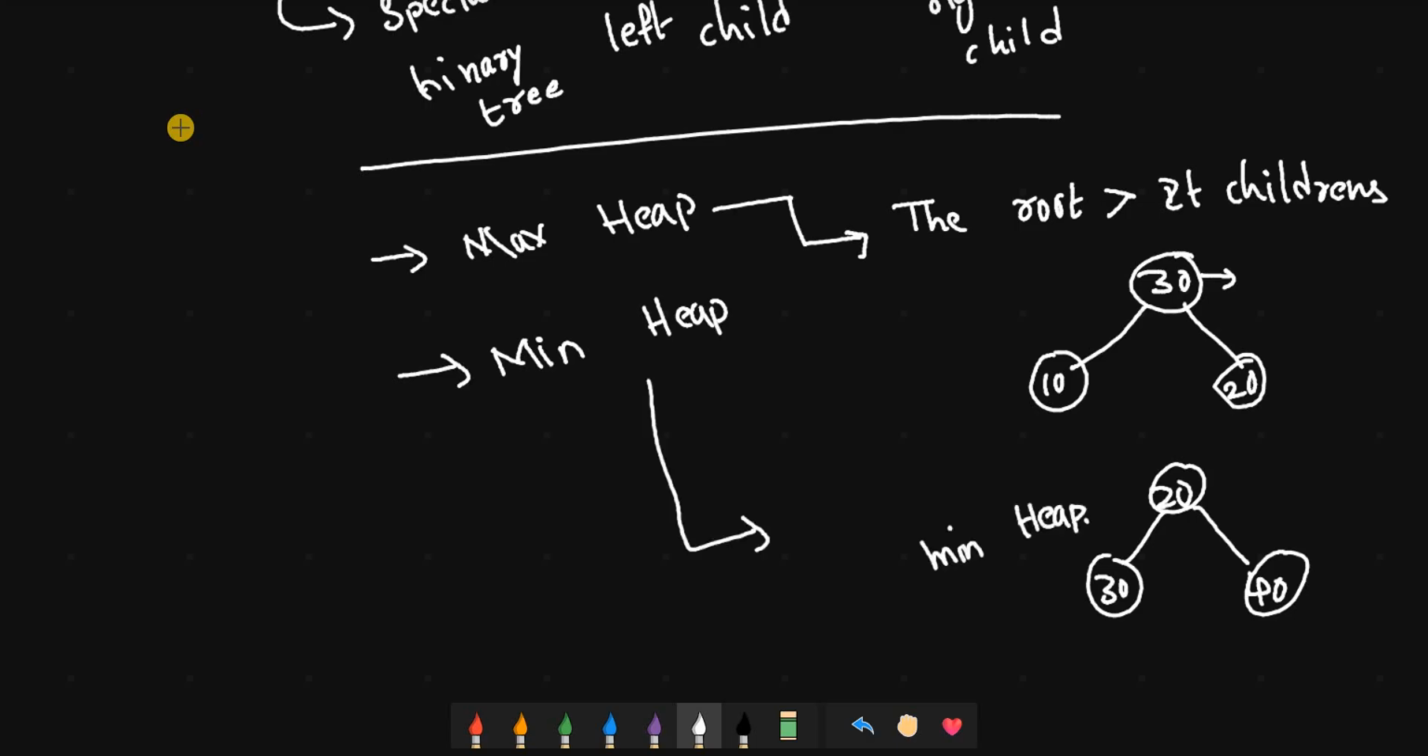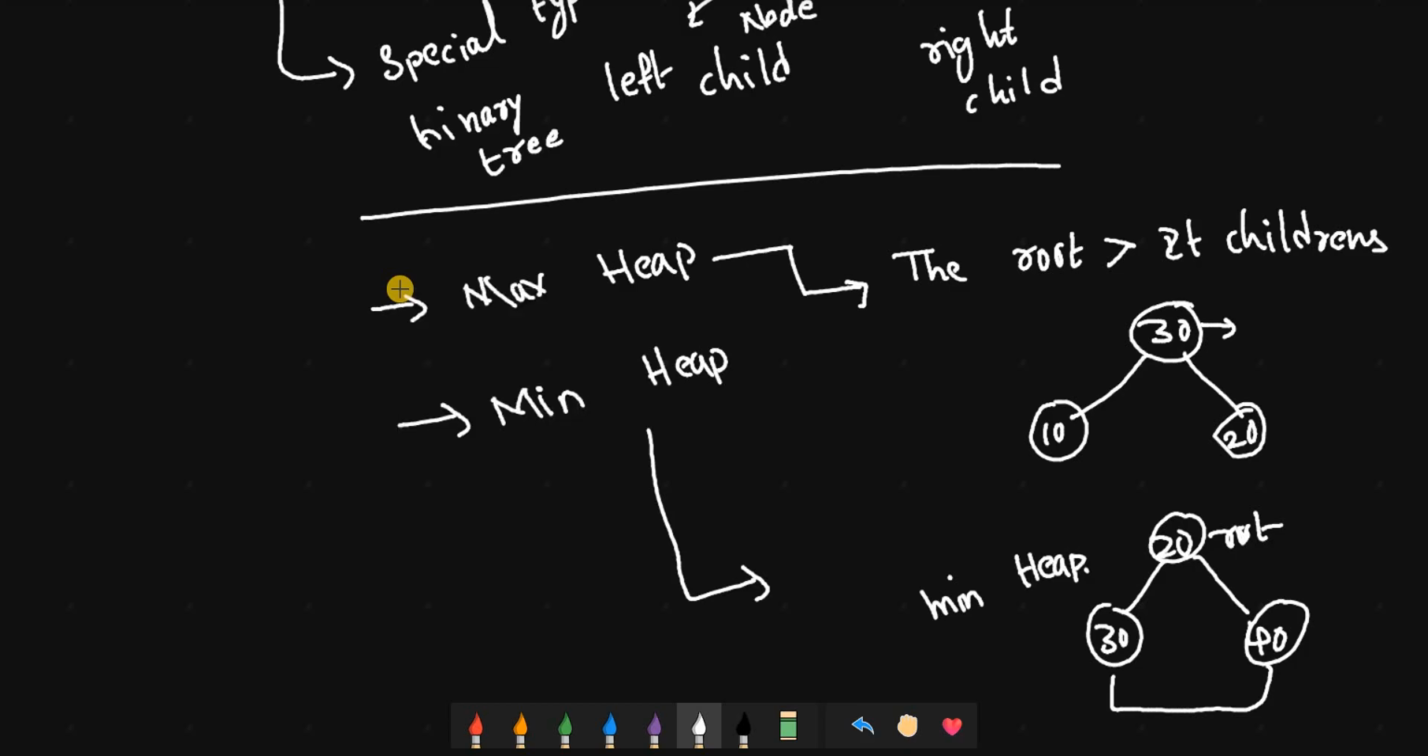Now the minimum heap is where the root is always smaller than the children. These are the children, and this is the root. This we call a minimum heap. So these are the basic things in the heap concept. A heap is a special type of binary tree, and it has two concepts, maximum heaps and minimum heaps. The maximum heap is where the root element is bigger than its children. The minimum heap is where the root element is always smaller than its children.